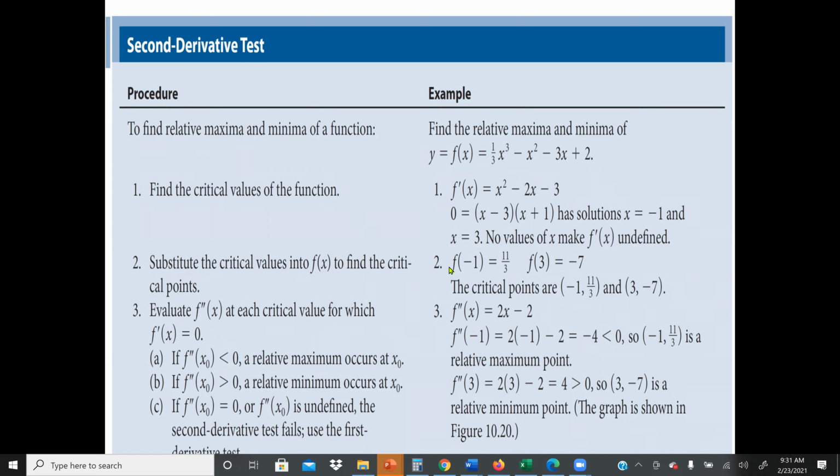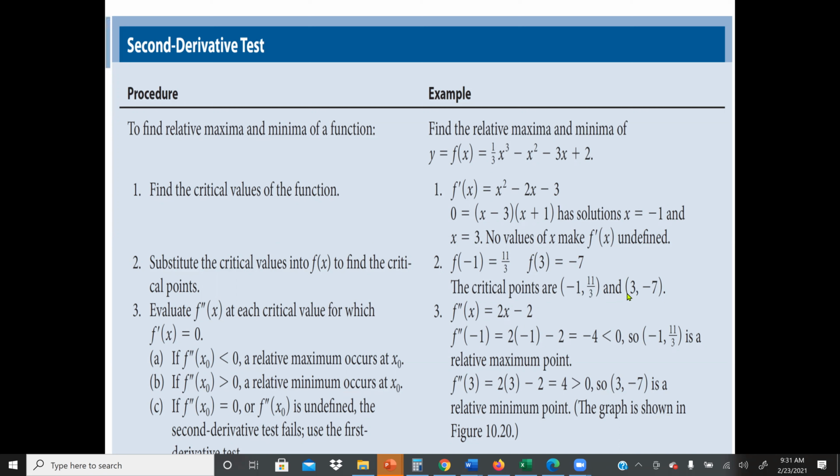So the next step is we want to get the second point, which is the y. So we start with negative 1 first. When we plug negative 1 into the original function, we get 11 by 3. We plug 3 into the original function, we get negative 7. So this is our critical point, negative 1, 11 by 3, and 3.